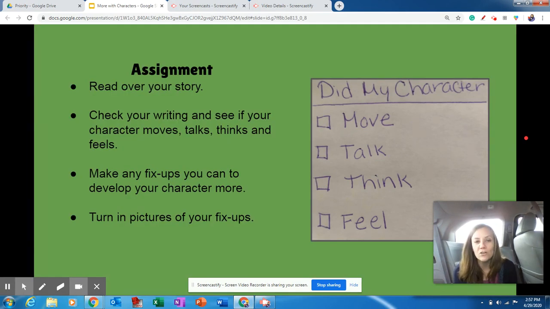Can you read over your story, check your writing, and see if your character is moving, talking, thinking, and feeling? Make any fix-ups that you can to develop your character more. Really good writers do more with characters.